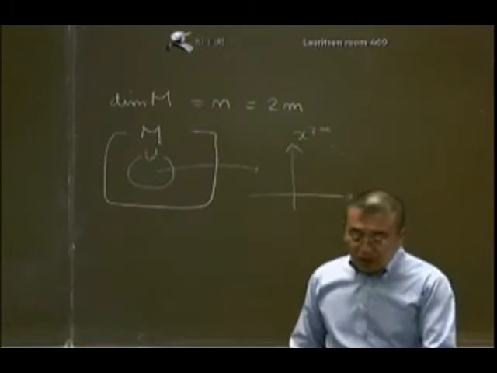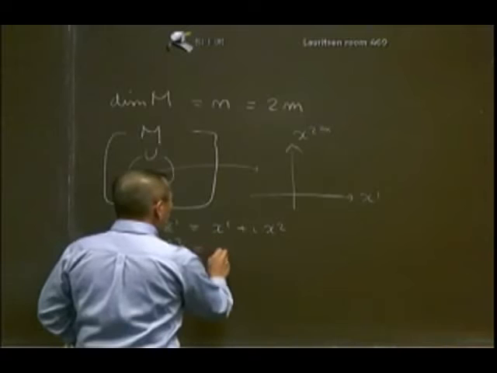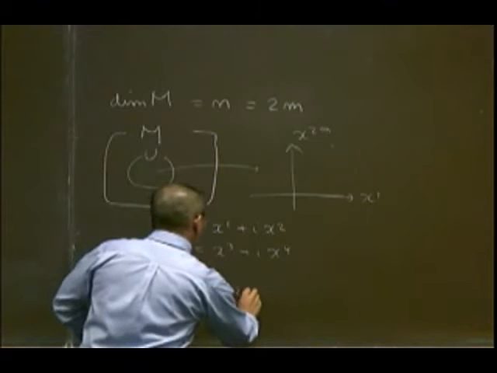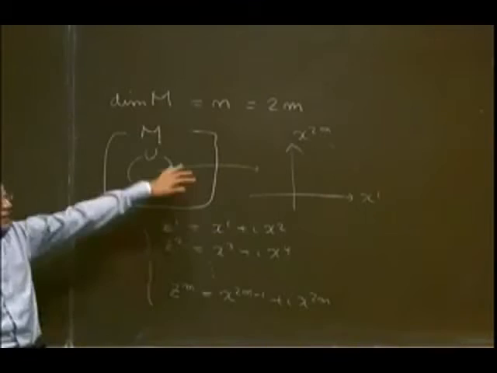So we can say, well, that's not so difficult. We can just say z1 is equal to x1 plus i x2, z2 is equal to x3 plus i x4, etc., and zm is equal to x of 2m minus 1 plus i x2m. Okay, so voila, there are m complex coordinates, and then we can use that to say that we have a complex manifold. Okay. That's not so good.